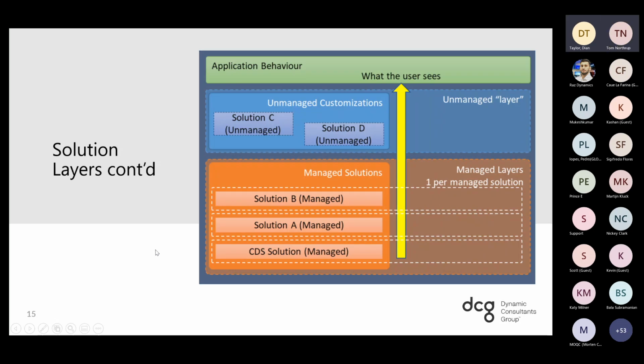So here are the layers. Up top, we have application behavior. This is what the user sees, right? Down below, the first thing that controls application behavior is the unmanaged layer. That's where unmanaged solutions occur. When you import an unmanaged solution, all the changes go to the unmanaged layer. Below the unmanaged layer are your managed solutions by date of import.